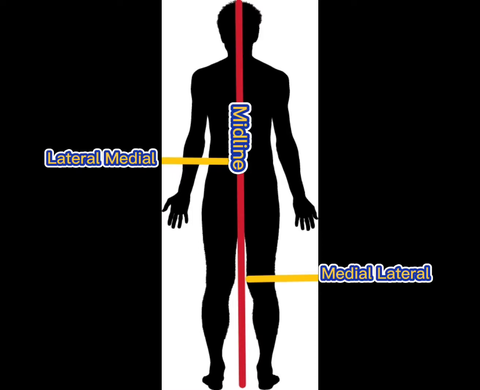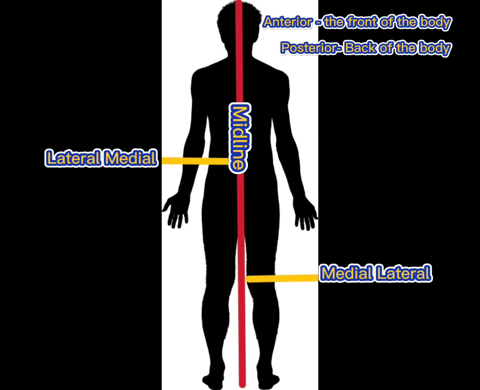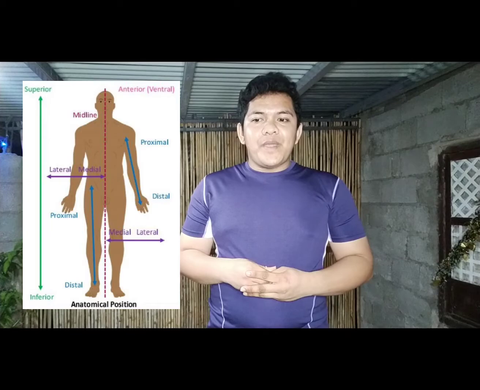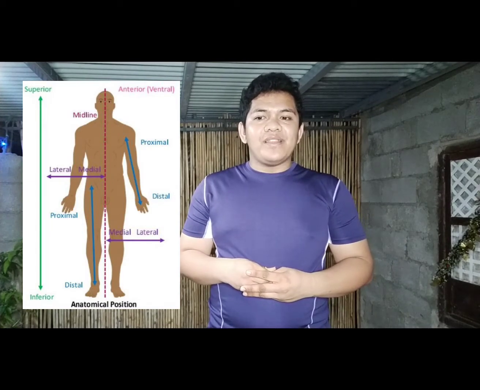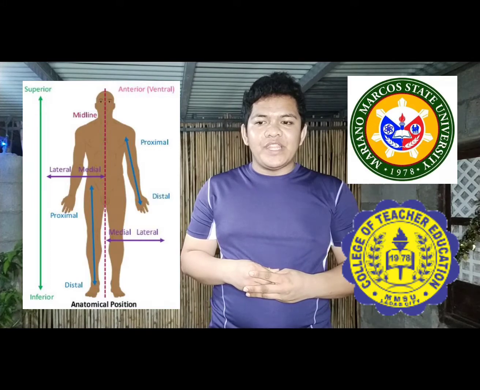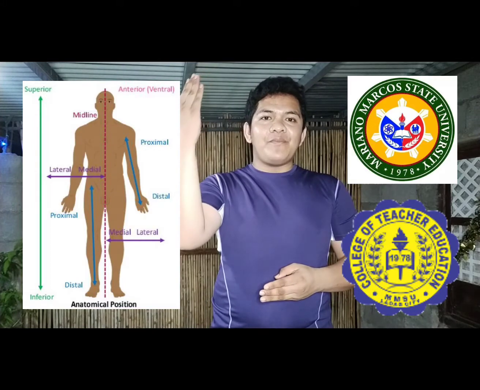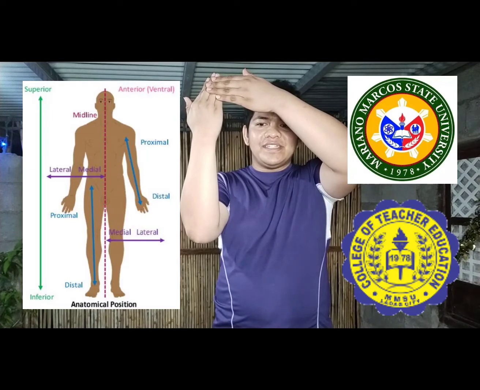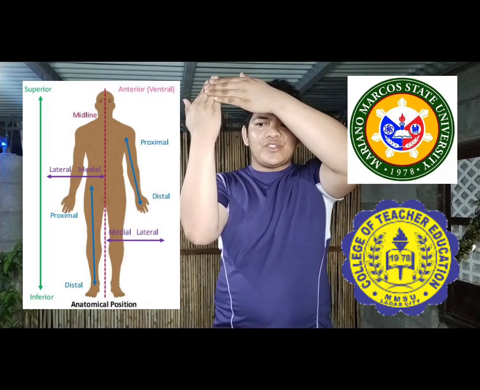Medial is located toward the midline, while lateral is away from the midline. Anterior or ventral is located at the front of the body, while posterior or dorsal is located at the back of the body. Always remember, the terms proximal and distal are used to describe the upper and lower limbs only. For example, your hand is distal to the elbow.